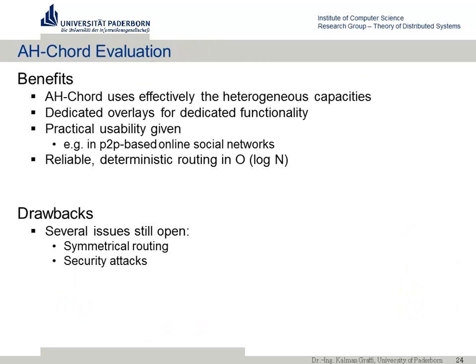Okay, so what are the general benefits and drawbacks? What is good about adaptive heterogeneous Chord is that it effectively uses the heterogeneous capacities. It takes into account what the nodes can do, and it makes the capacities of the peers searchable so that you can really use it in the application. It introduced a dedicated overlay for dedicated functionality. So what does this mean?